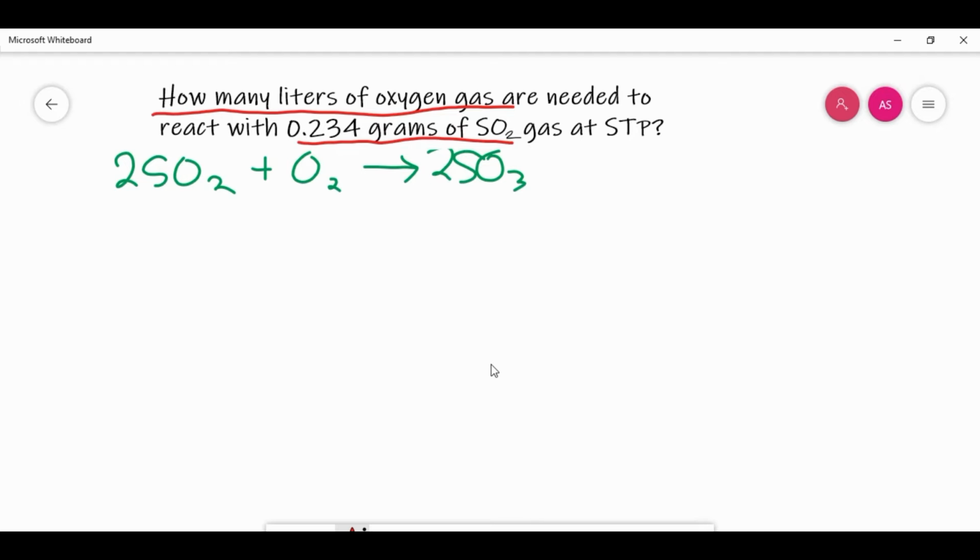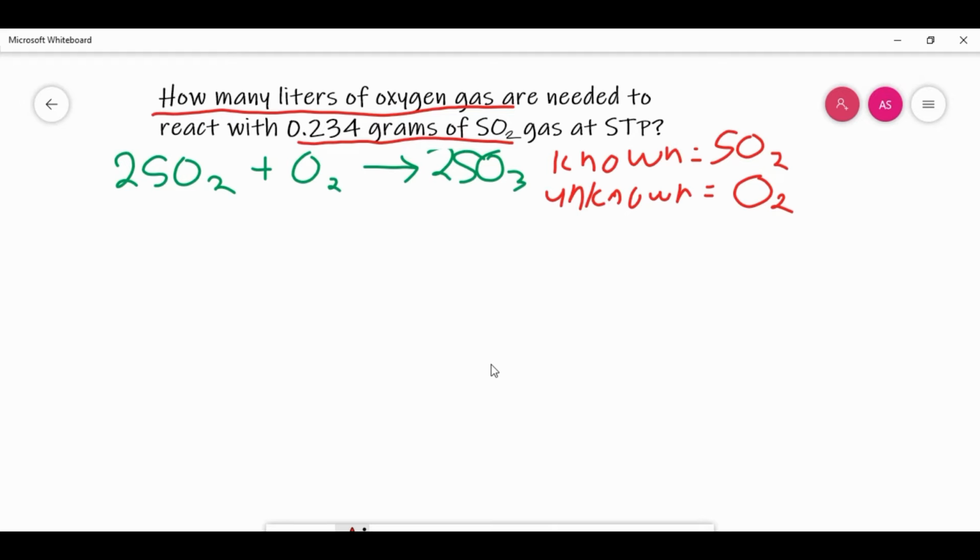Known adalah benda yang maklumat dah dibagi dalam soalan. So, in this case, our known is SO2. Kenapa SO2? Sebab dia dah bagi mass of the SO2 dekat soalan. And the unknown is O2. Okay, kenapa O2? Sebab soalan suruh kita cari the volume for oxygen gas.